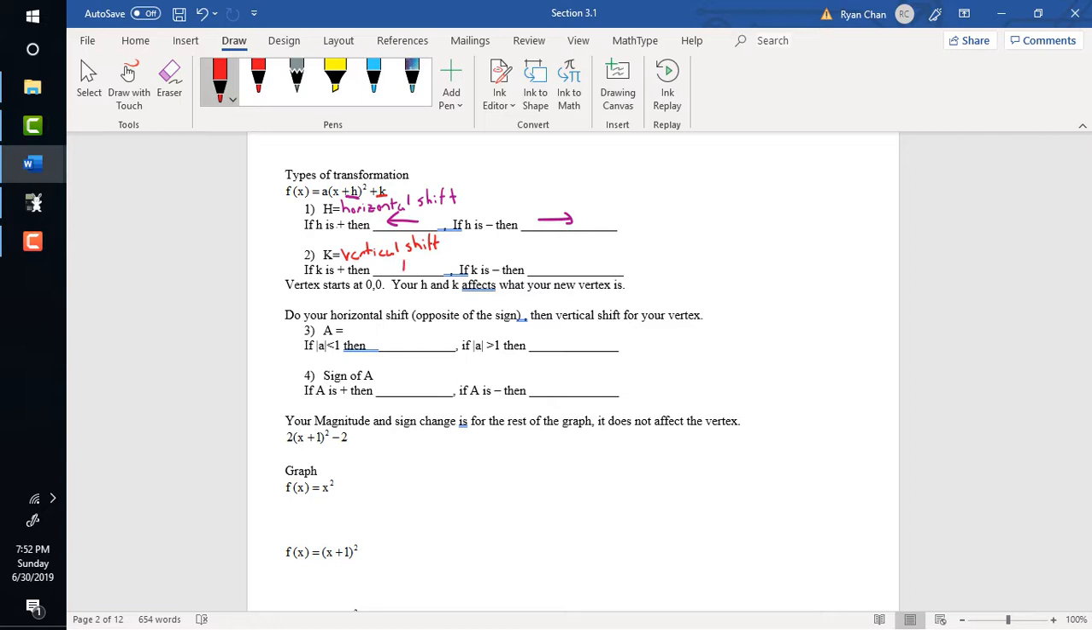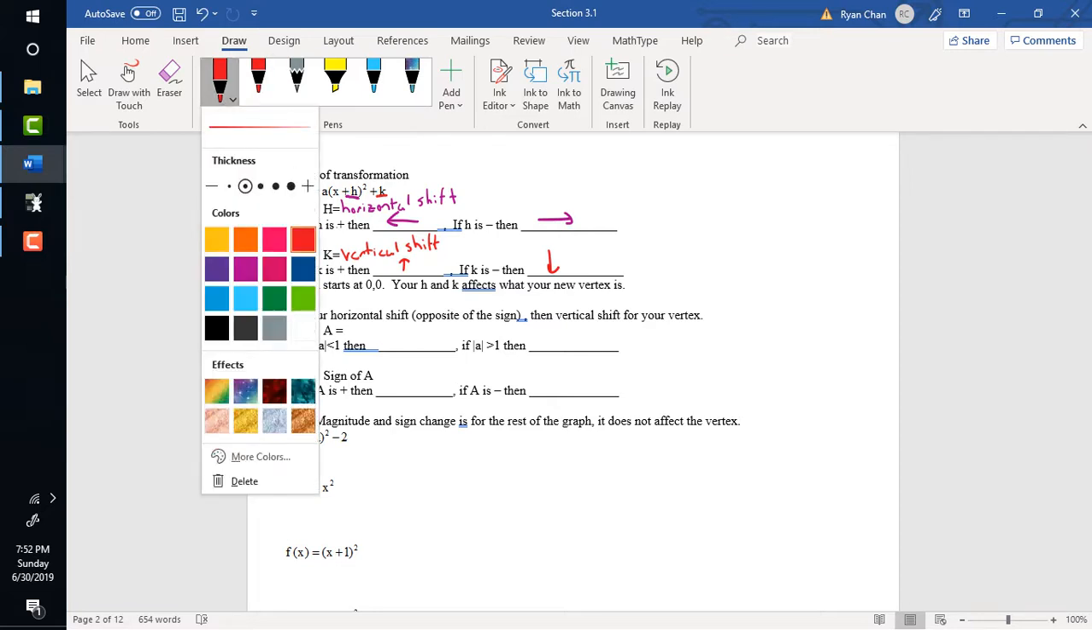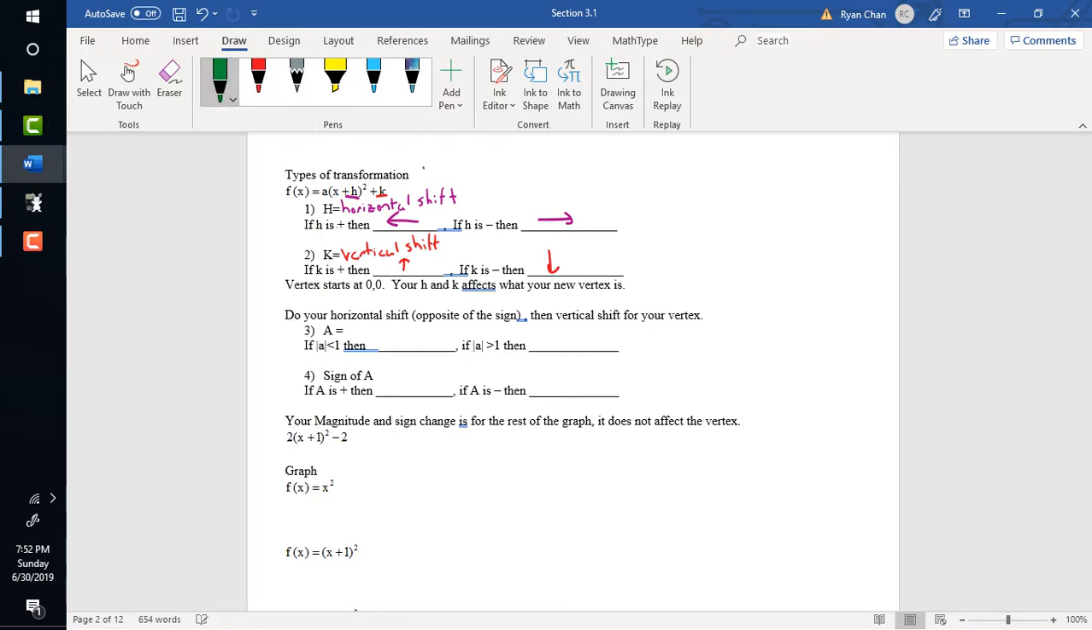So if you're going positive, it's up. If you're going down, it's negative. Okay. The number in front of the x squared is your stretch. And specifically, we're only focused on vertical stretch. We're not going to worry too much about horizontal.